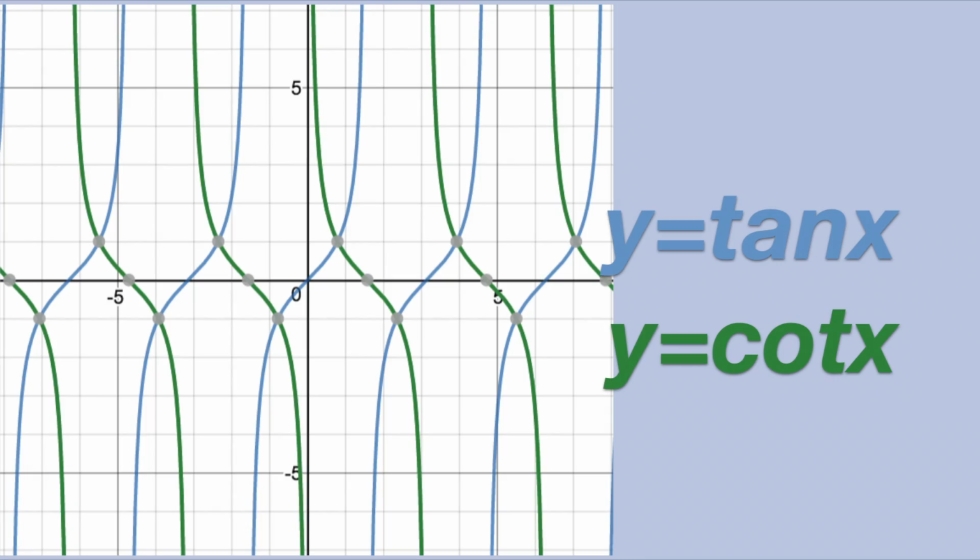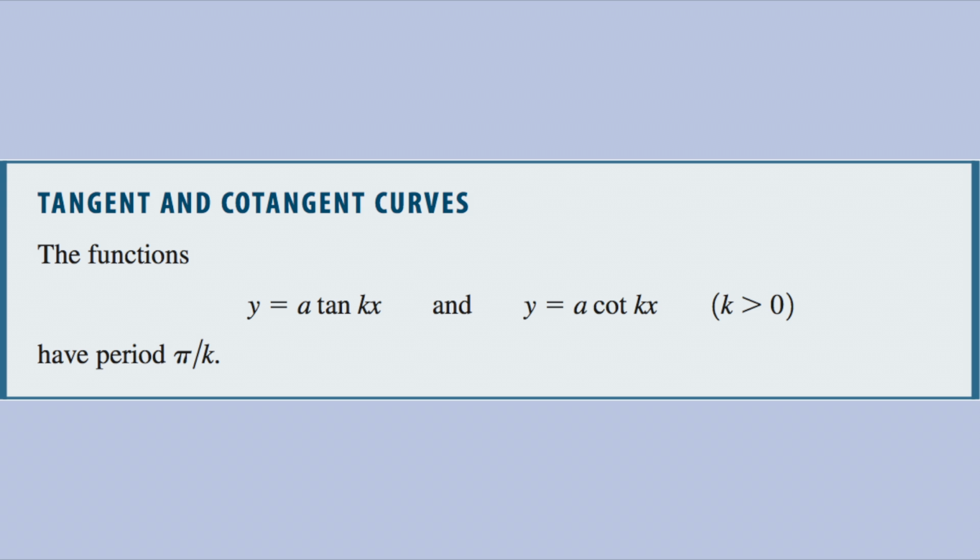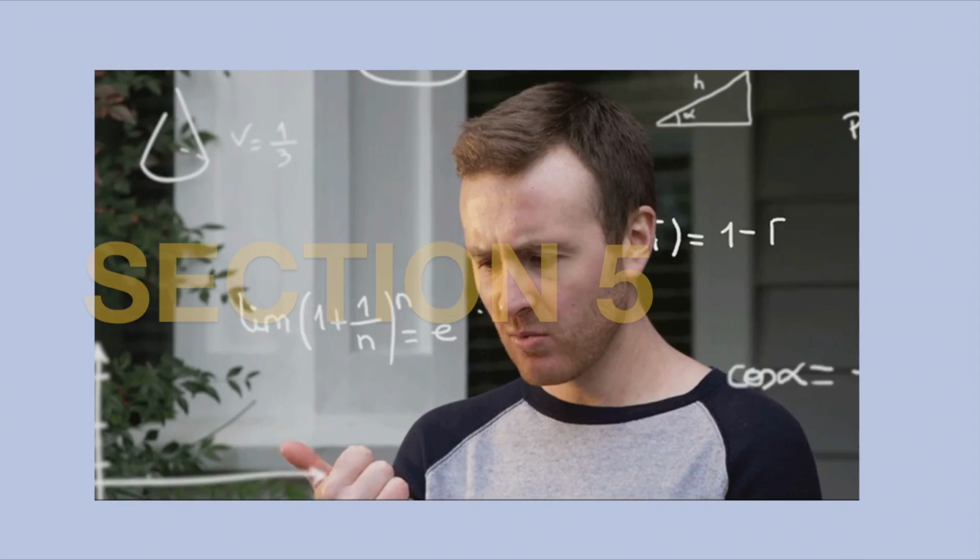These are a little bit harder because they have asymptotes. The functions y equals a tangent kx and y equals a cotangent kx have a period of pi over k. One complete period of the graphs of these functions occurs on any interval of length pi over k. That's it for section 4. Now let's move on to section 5.